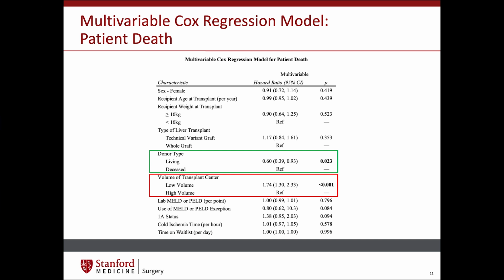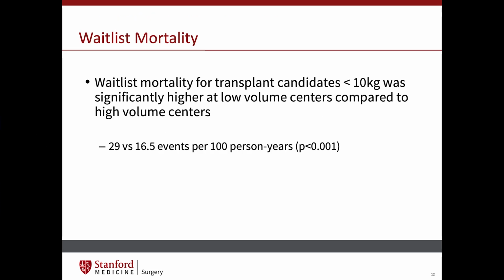And receiving a transplant from a living donor was significantly inversely associated with patient death with a hazard ratio of 0.6. Waitlist mortality of pediatric liver transplant candidates less than 10 kilograms added to the waitlist during the study period was significantly higher at low volume transplant centers compared to high volume transplant centers by an extra 12.5 events per 100 person years.